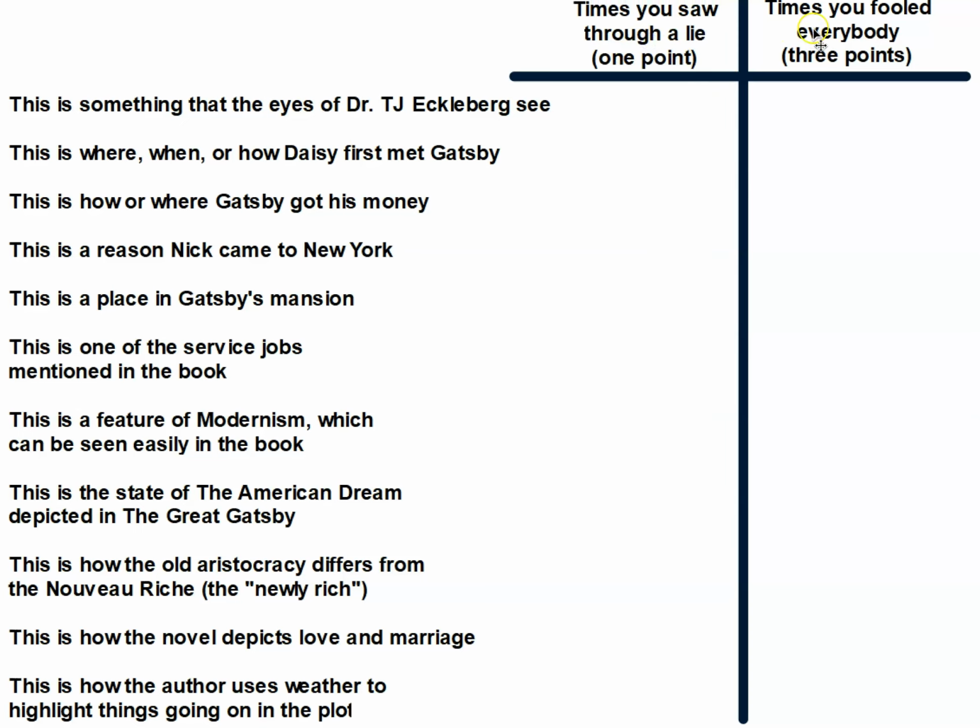Here, things got reshuffled. Times you saw through a lie, they can tally on their paper. Times you fooled everybody, 3 points. Okay, and these are the things I came up with. Just 11 of them. I will happily share this with you if you want.